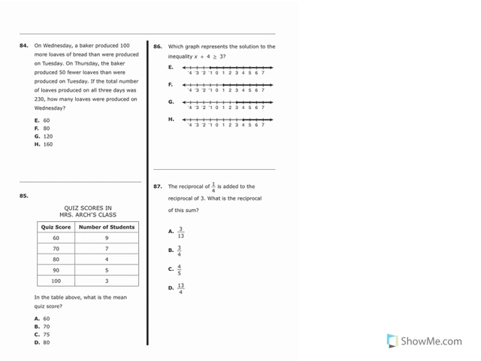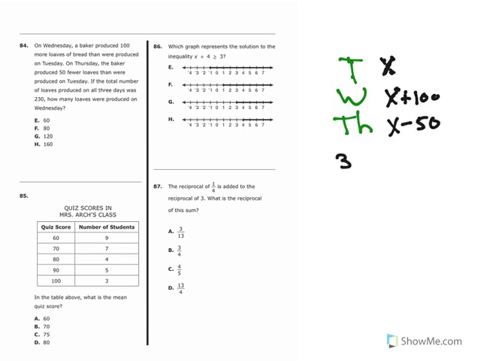All right, 84, we're going to use a little algebra, right? So we've got Tuesday, we've got Wednesday, we've got Thursday. So on Wednesday, we did 100 more than Tuesday. So if Tuesday is going to be x, Wednesday is going to be x plus 100. And it says on Thursday there were 50 fewer than Tuesday, right? So we're looking at x minus 50. Altogether now I've got 3x plus 50 loaves, and it says that that's equal to 230, right?